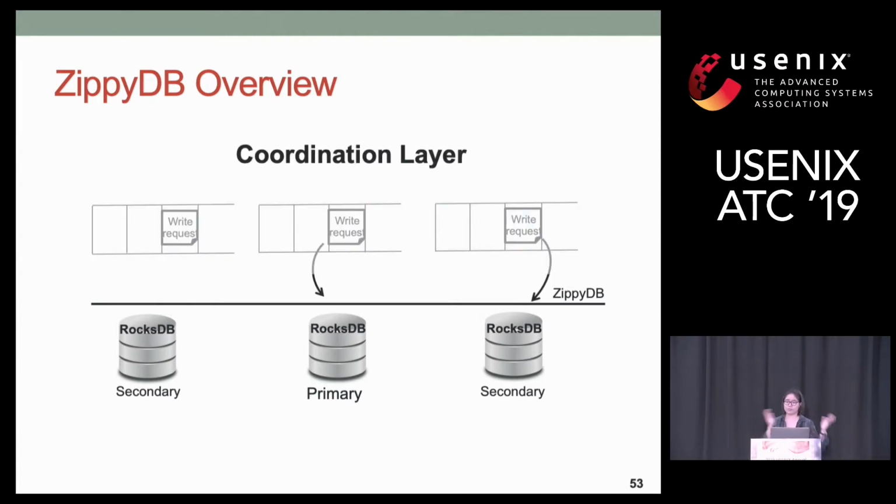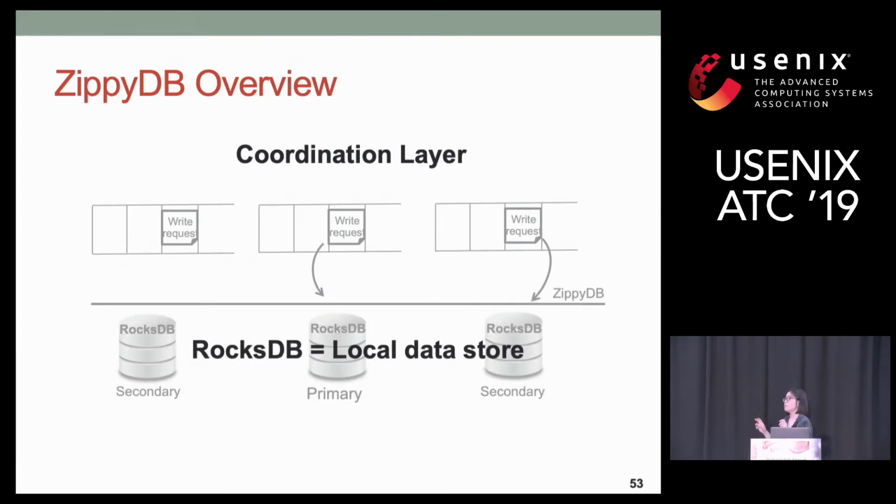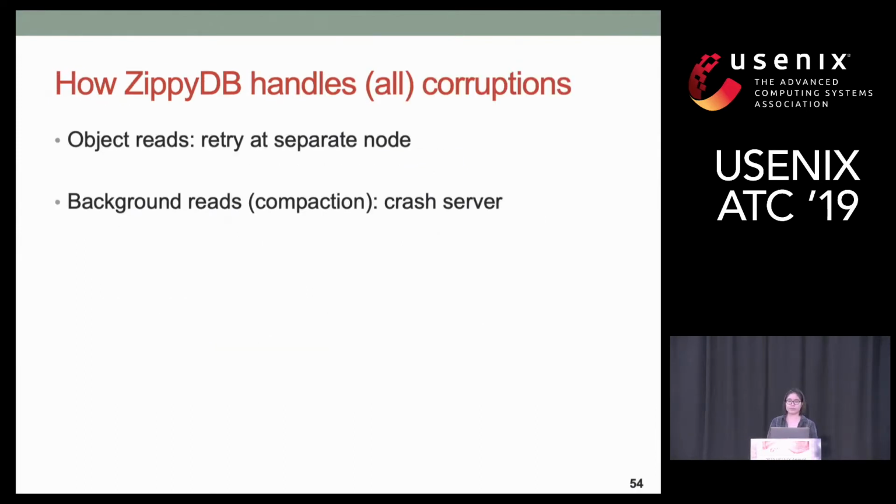So in the verbiage of earlier, the Paxos layer is the coordination layer, and the RocksDB layer is the local data store. So what we're trying to do in this work is fix corruption errors that might occur in RocksDB. As a brief overview, this is how ZippyDB handles any kind of corruption that might exist in Rocks. For object reads, Zippy just cancels the read and tries to retry at another replica.